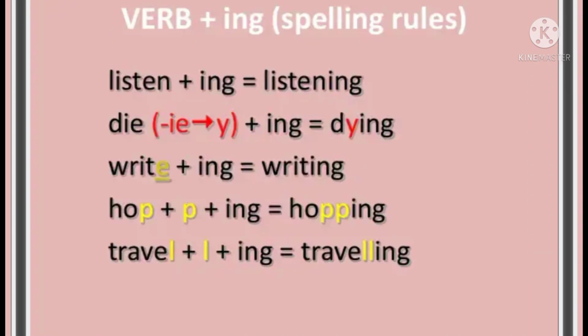See the changes in spellings when we convert into ing forms. Listen, there is no change: listening. D-I-E is changed into Y: dying, D-Y-I-N-G. In a similar way, lie, lying, etc. Here, writing: E is omitted when it is converted into ing form. Then hop, and we double the spelling: hopping. Travel, traveling, etc.